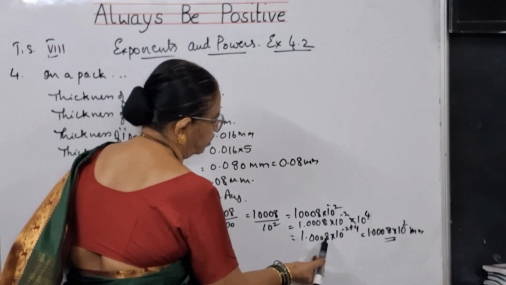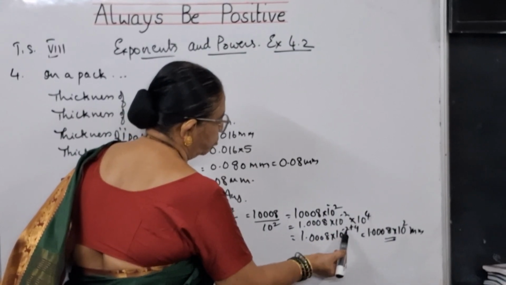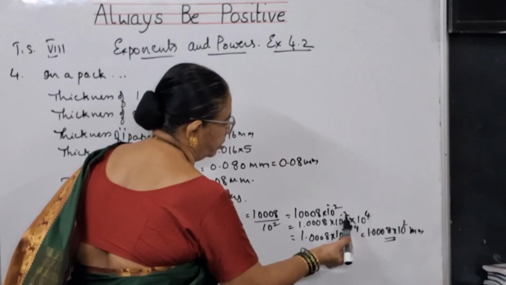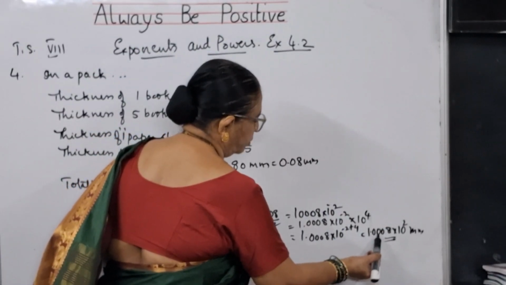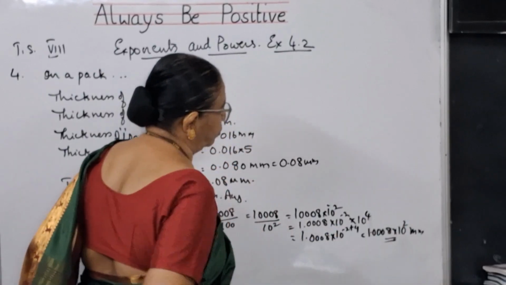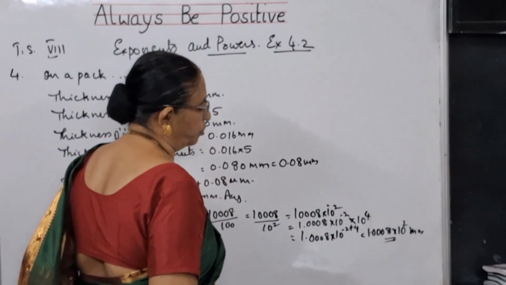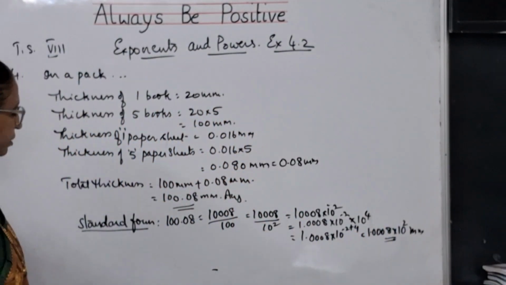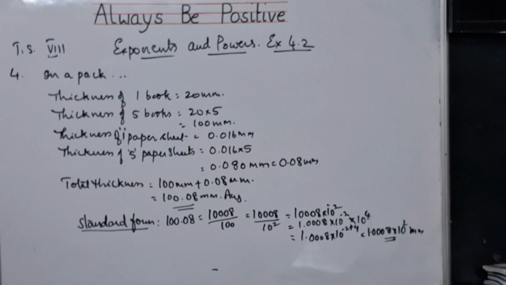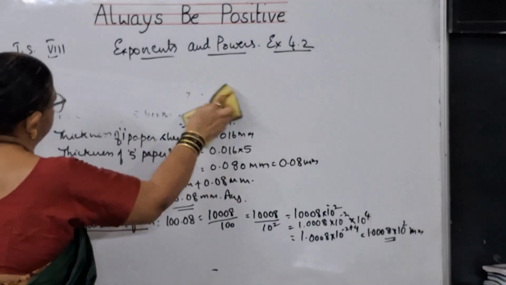So 1.0008 into 10 to the power of minus 2 plus 4. When bases are same and multiplied, power should be added. Minus 2 plus 4. That means 1.0008 into 10 to the power of 2. Minus 2 plus 4 is 2. 2 mm. This is the answer, children. This is the fourth problem. Please copy it. Now we will see the fifth one.